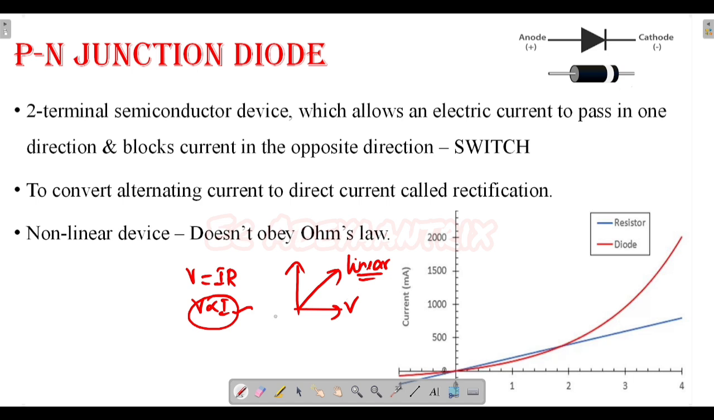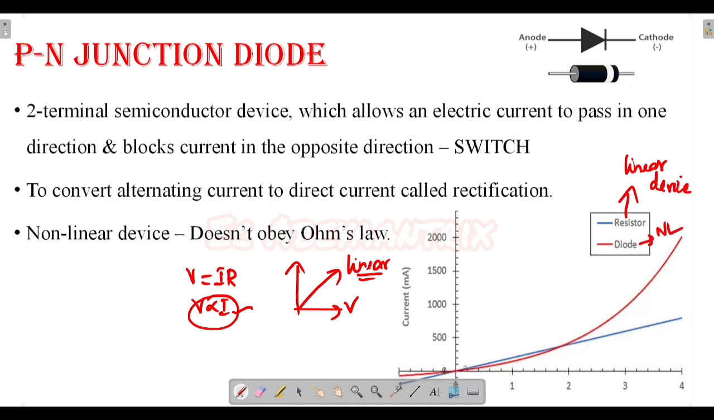But in a PN junction diode, as voltage increases, current doesn't increase proportionally. There will be some certain drawbacks here. You can learn that in further slides in this video itself. Hence, it doesn't obey Ohm's law, so it is called a non-linear device. A resistor is a linear device, right? Resistor is actually a linear device, but a diode is a non-linear device.